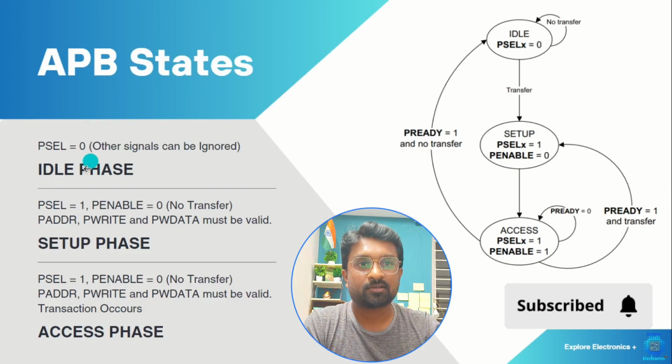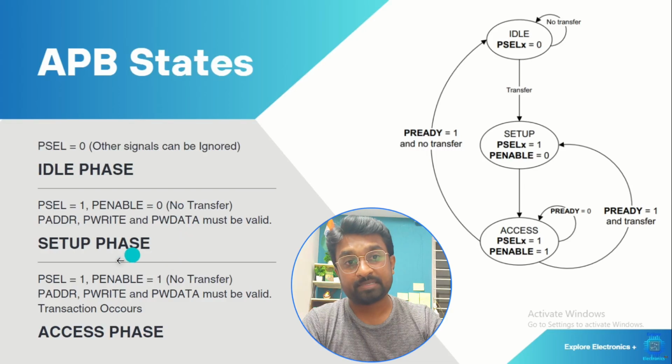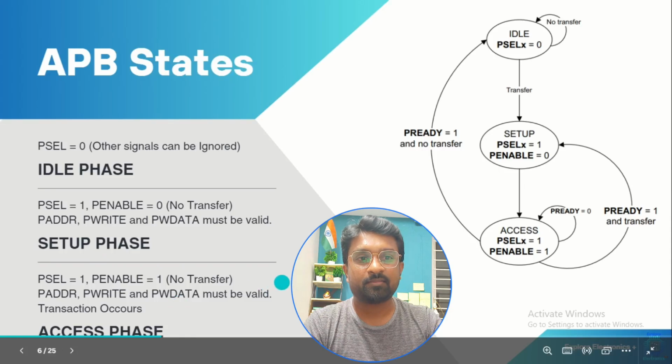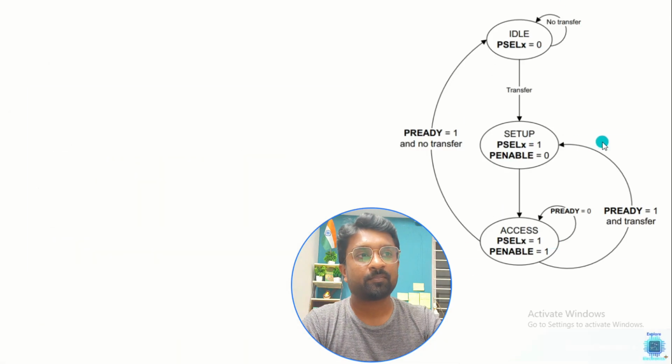So you can see here P select 0 is idle phase, other signals can be ignored here. But when P select becomes 1, at that time master should give P address, P write, P W data on the bus. It should be ready and it should be valid. But P enable is still 0. When P select is 1 and P enable is also 1, then it will enter into the access phase. At that time, P address, P write, P W data must be valid, and then the transaction may happen. That is the access phase. These are the 3 phases in the APB, and P ready and all, let us see with respect to the transaction. Let us move on to the write transaction.